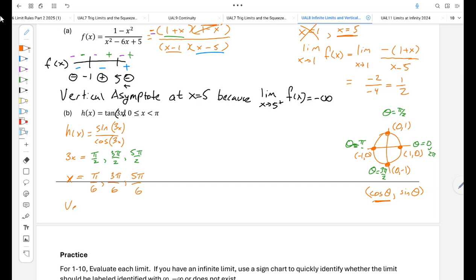So we have a vertical asymptote at x equals, not 3x equals, so the orange values, pi over 6. As I write this out, I simplified 3 pi over 6 to 1 half, which gives me pi over 2, and 5 pi over 6.